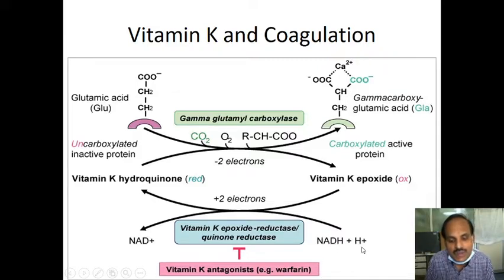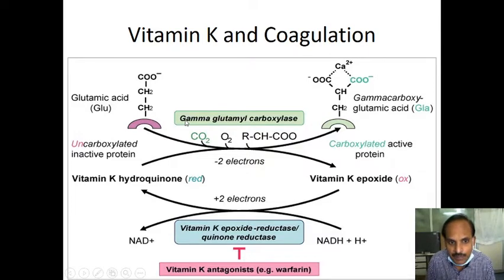So if some person has a vitamin K oxidoreductase which does not easily bind to warfarin, whatever warfarin dose we may give, it will produce less anticoagulant effect. On the other hand, if someone's vitamin K oxidoreductase is highly sensitive to warfarin, they will develop so much anticoagulation that the person may have a bleeding tendency.